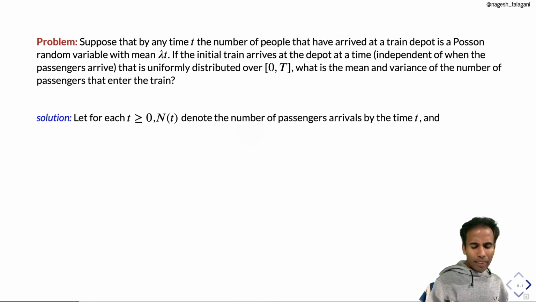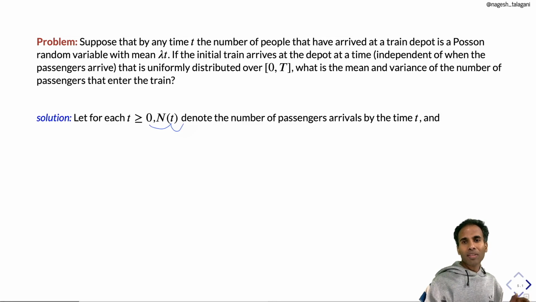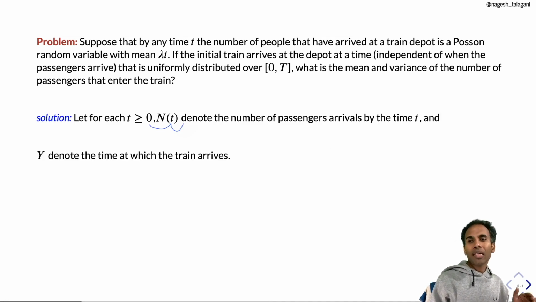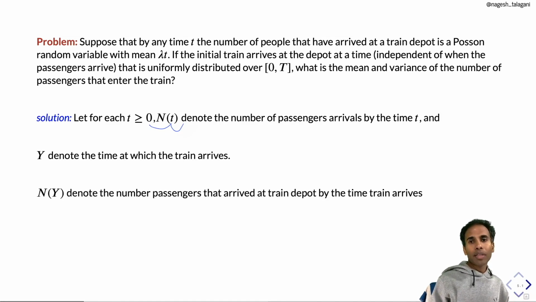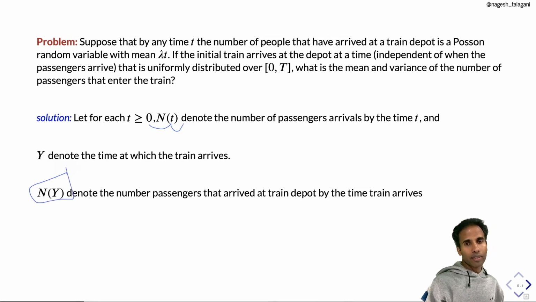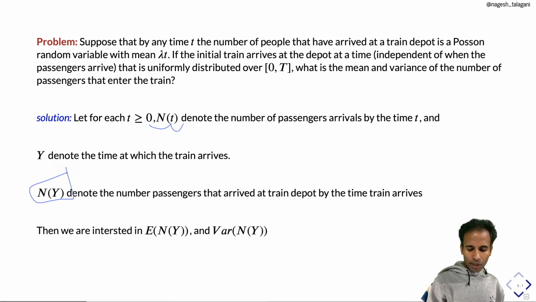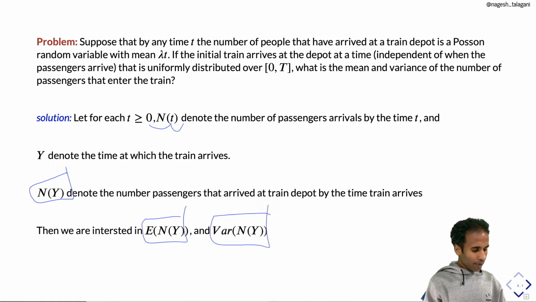Let, for each t greater than or equal to 0, N(t) denote the number of passenger arrivals by time t, and Y denote the time at which the train arrives at the depot. Then N(Y) will denote the number of passengers arrived at the train depot by the time the train arrives. So this many people will enter the train. Here we are interested in the expectation of N(Y) and the variance of N(Y). Okay, let's do this.